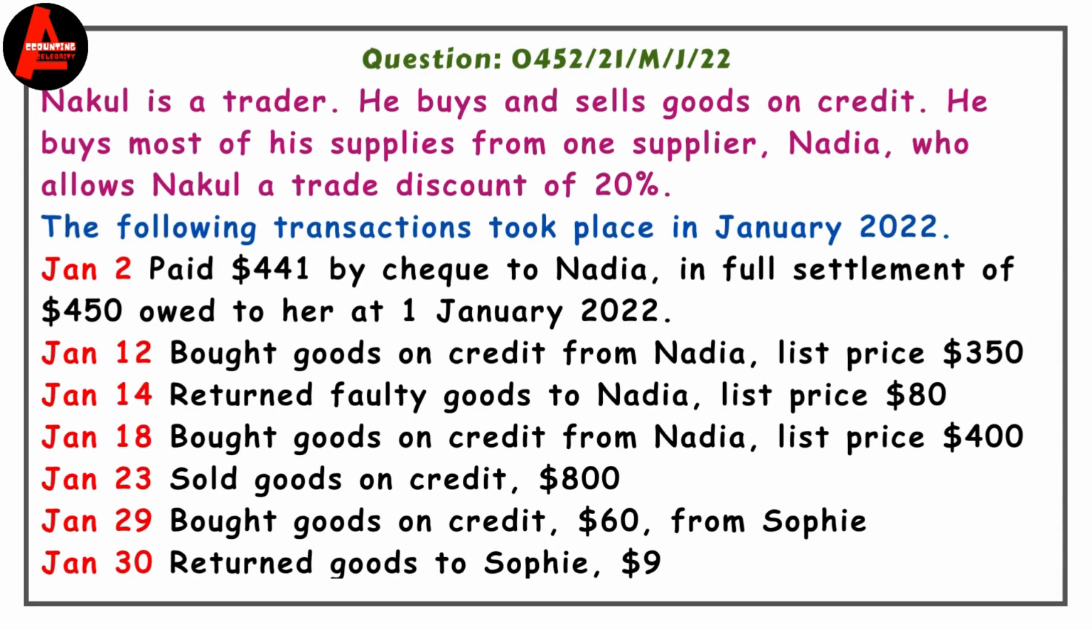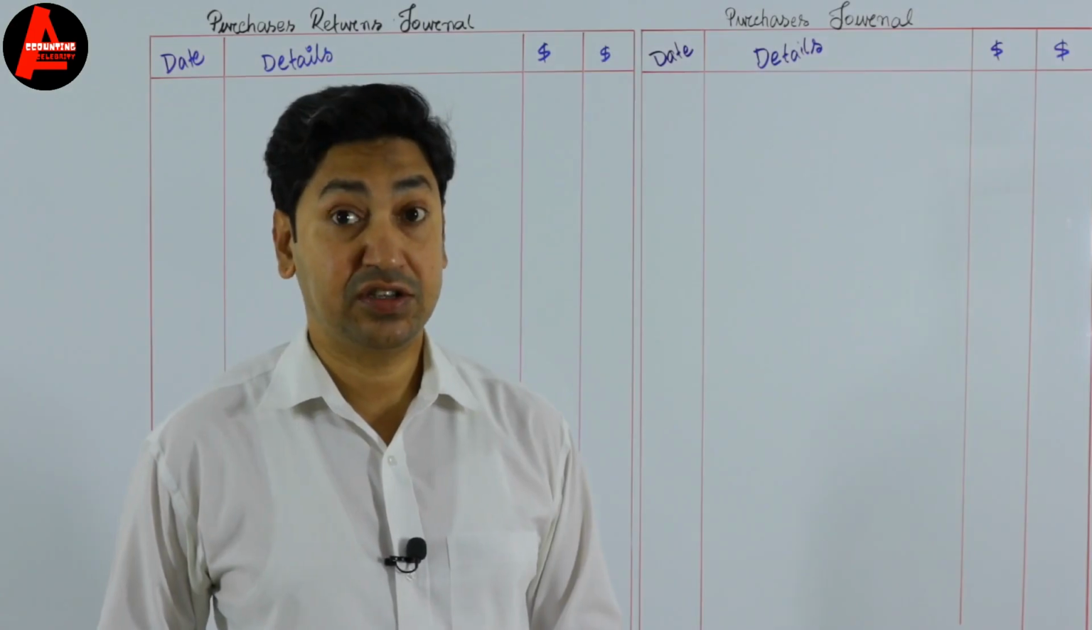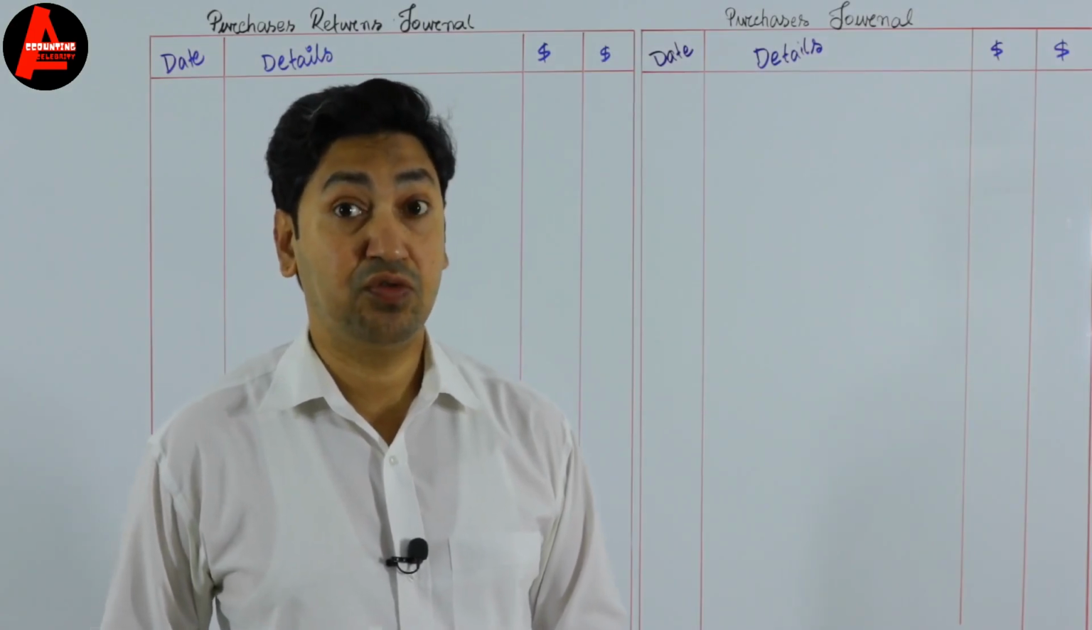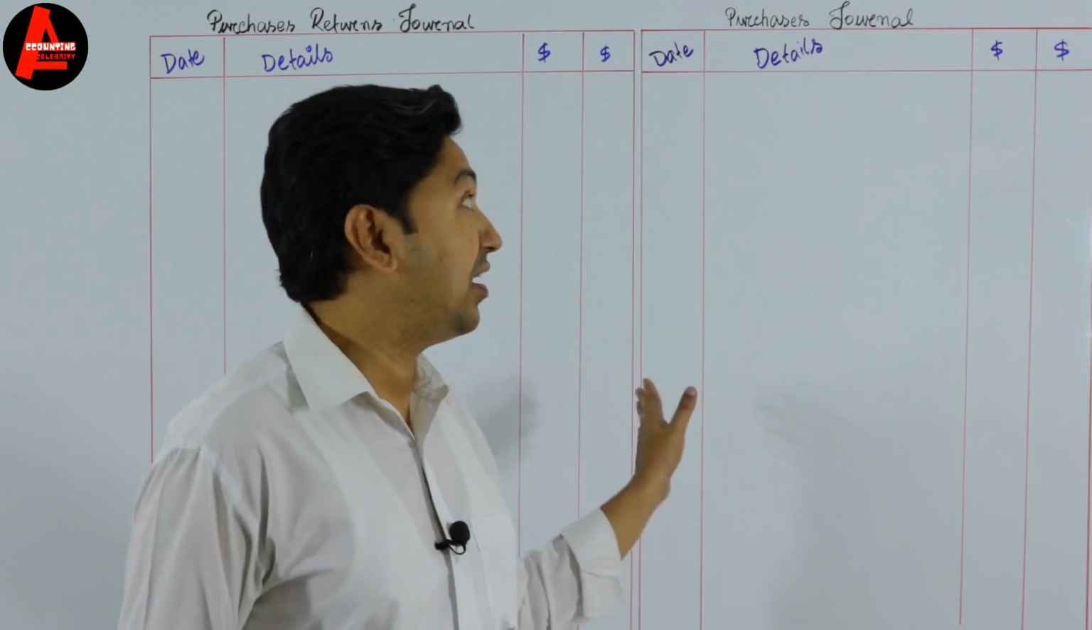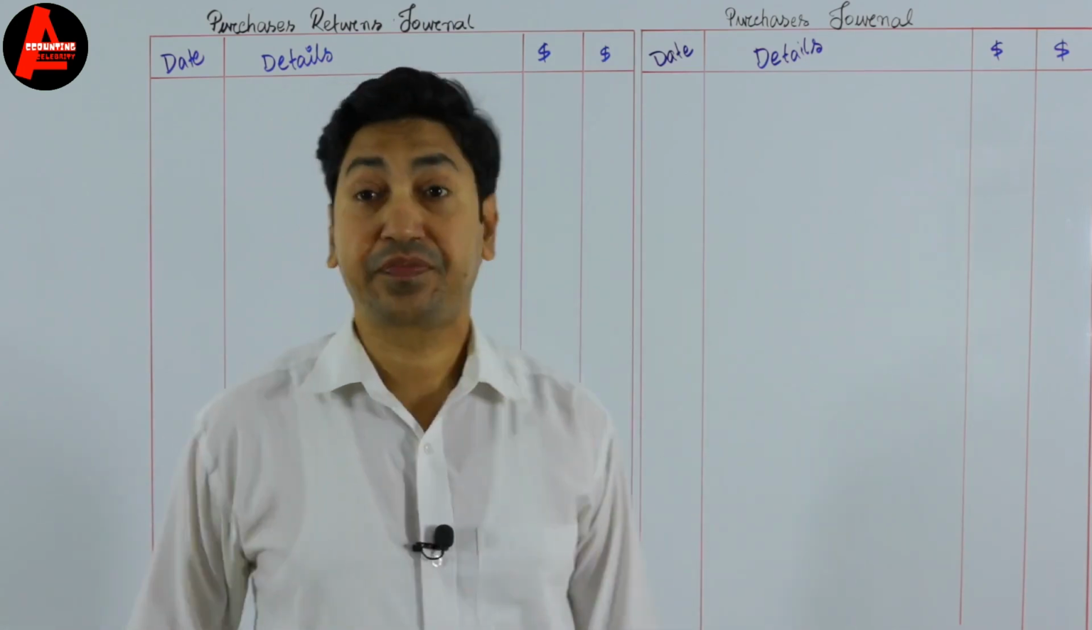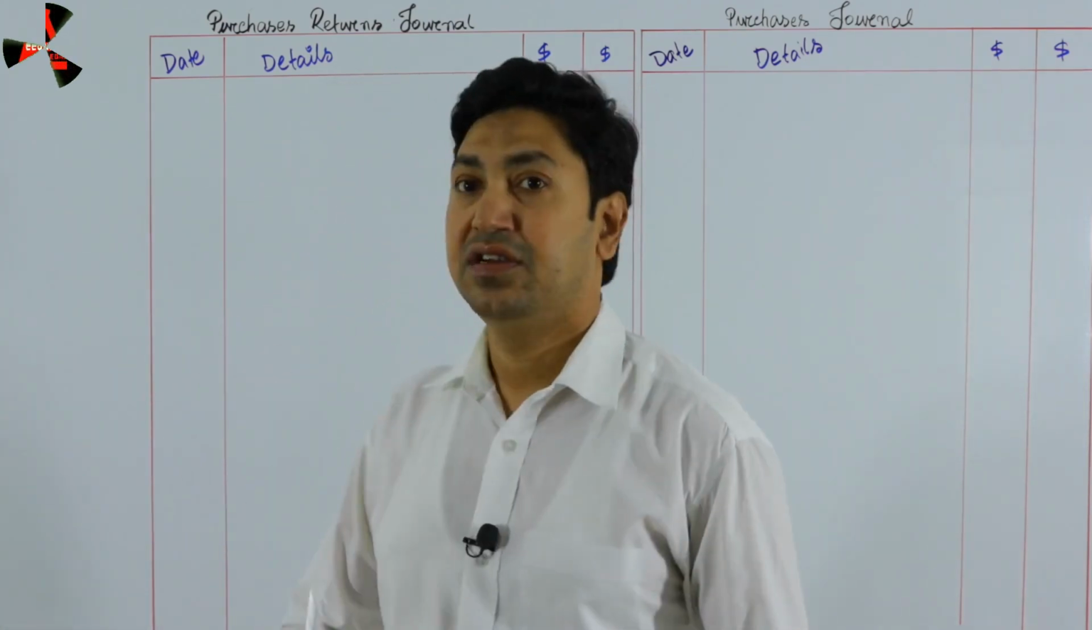Nakul is a trader. He buys and sells goods on credit. He buys most of his supplies from one supplier, Nadia, who allows Nakul a trade discount of 20%. The following transactions took place in January 2020. Okay, so here we have 7 transactions. These 7 transactions we will include here in this purchase journal and purchase returns journal.